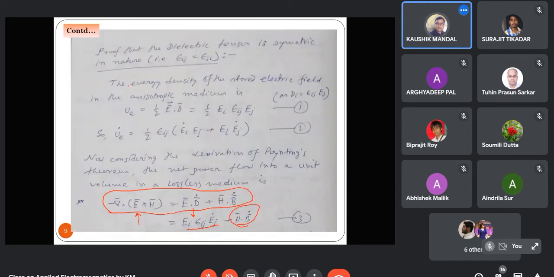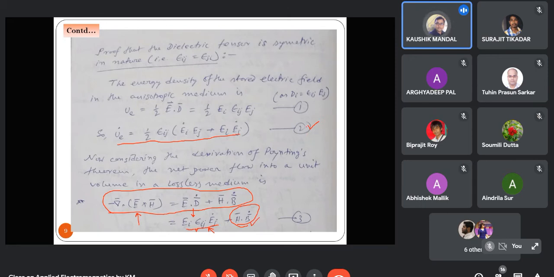So that means this U_E dot, this equation number 2, will be exactly the same as the first term of the right hand side. This is the stored electric energy. Whatever this first term is, this is the stored electric energy. This is the stored magnetic energy.